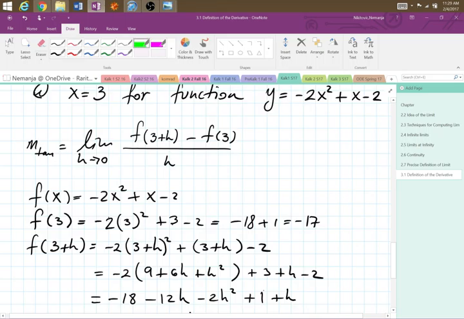How's it going? Negative 19? You all have negative 19? Yeah. All right, so negative 19 it is.